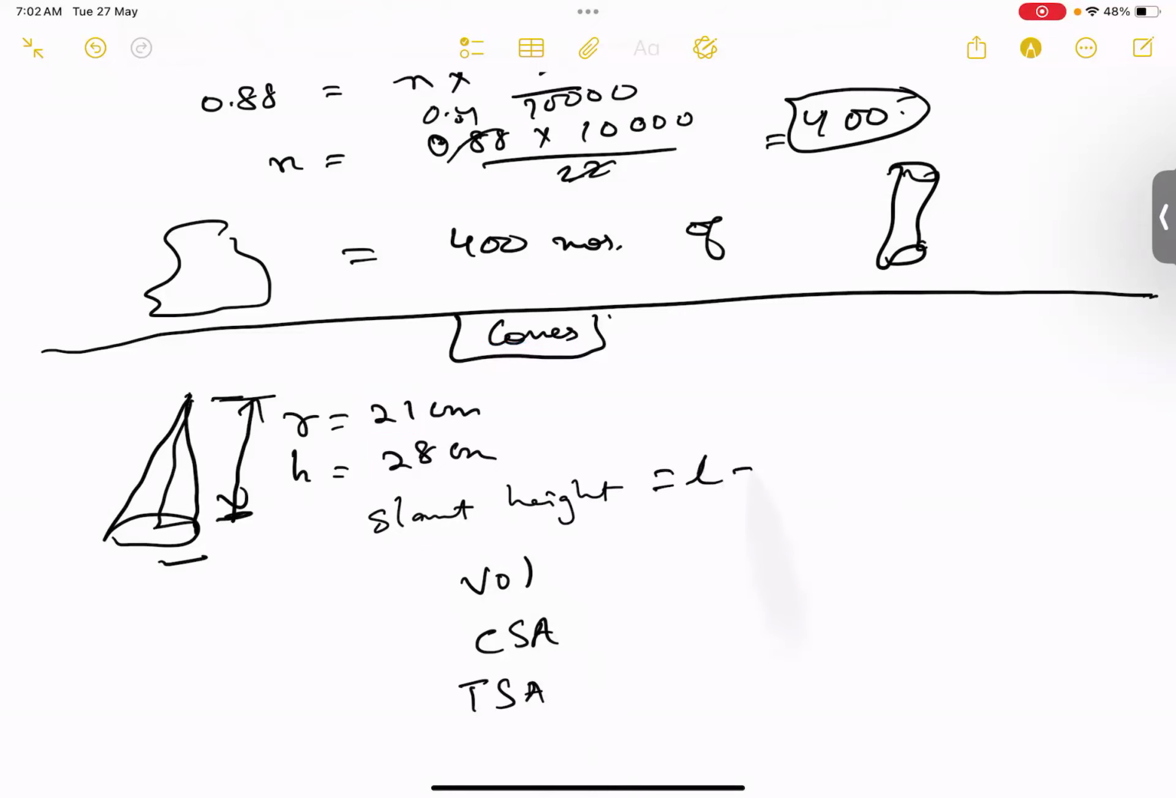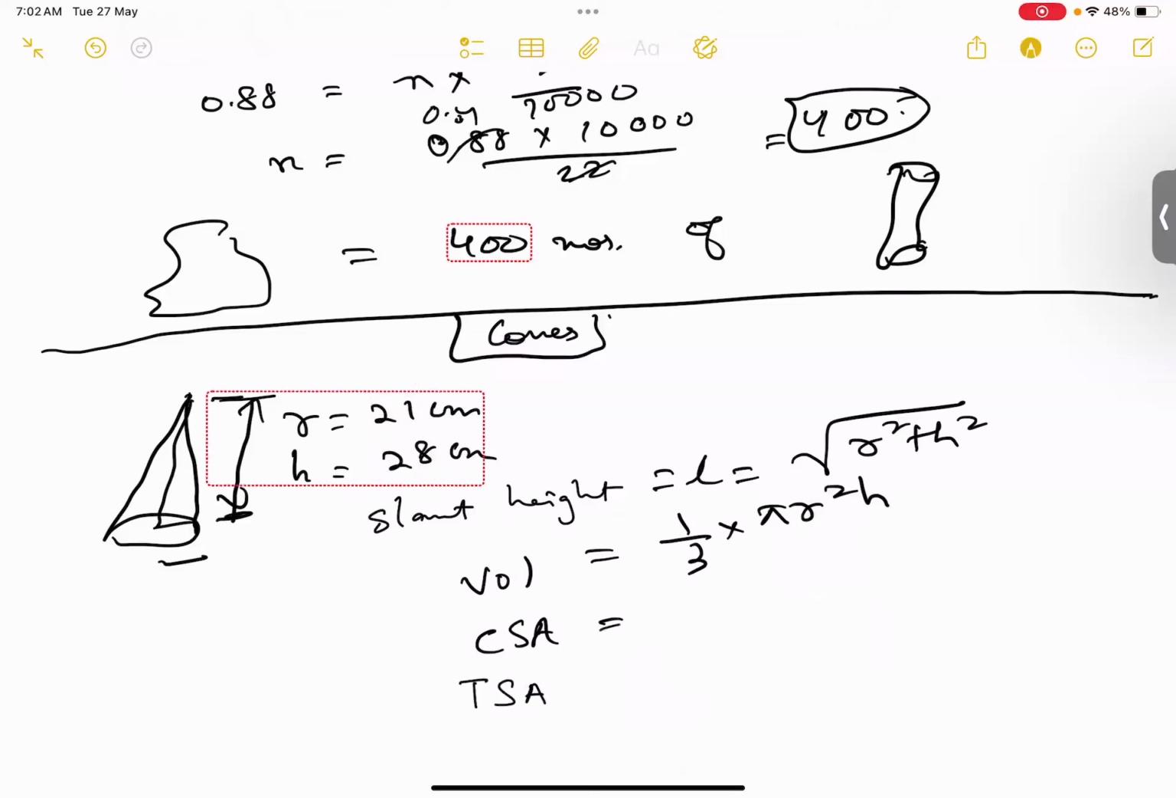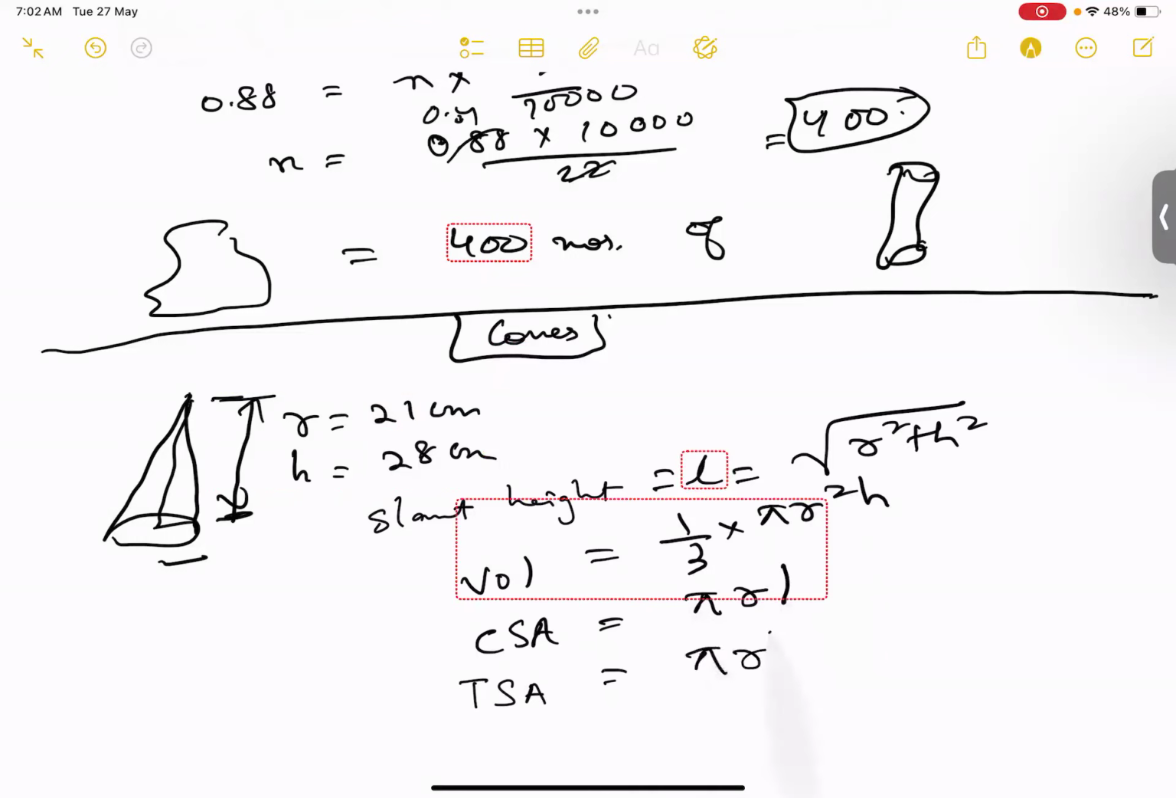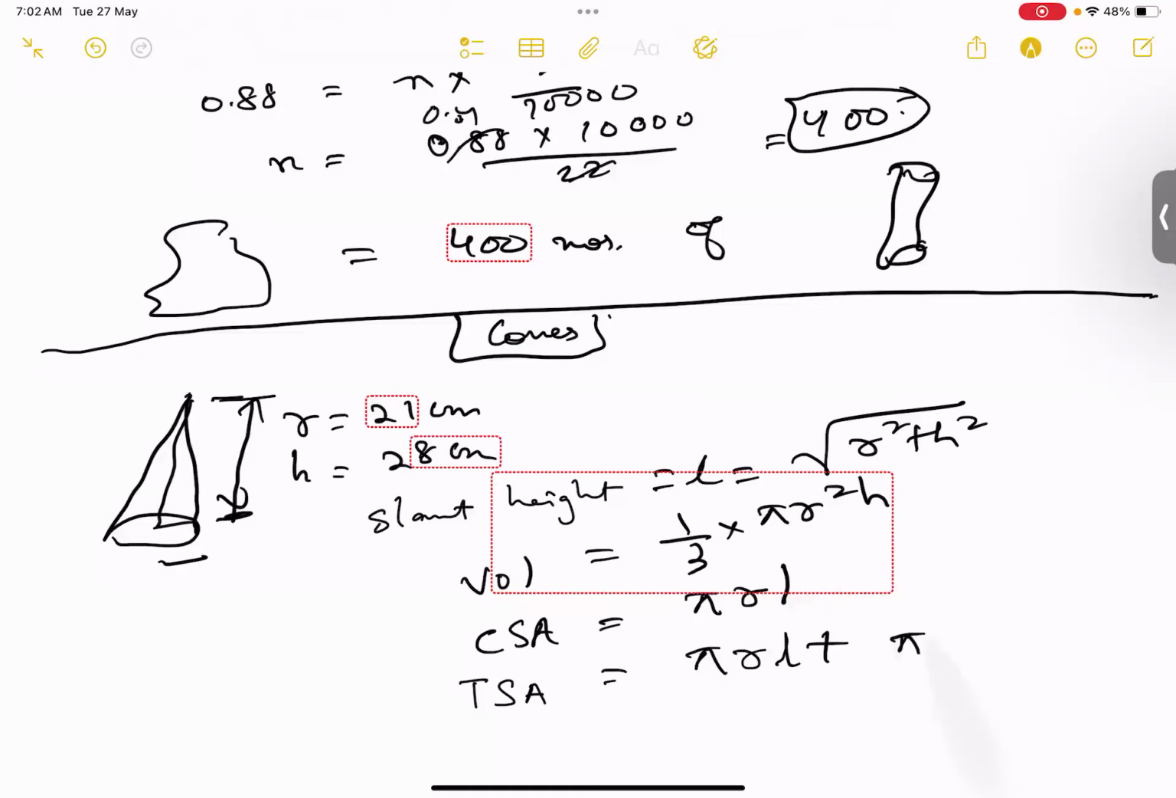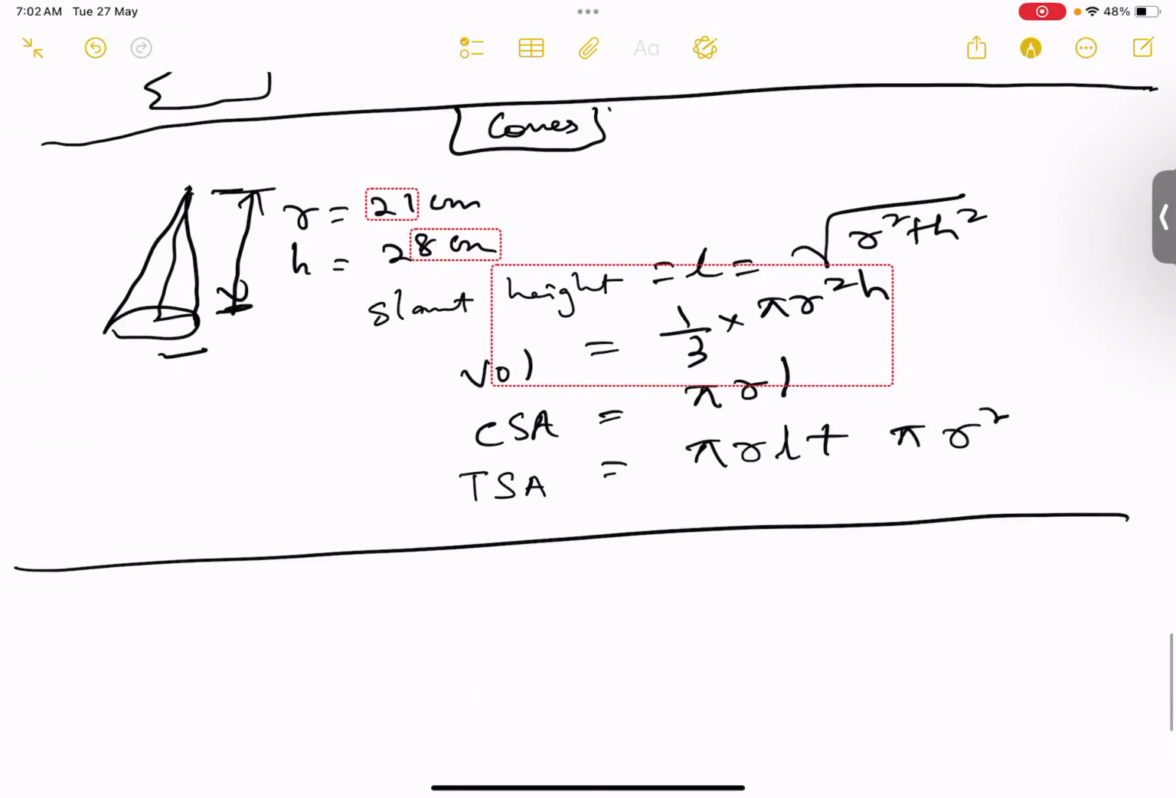So slant height L is equal to root over r square plus h square. Volume is nothing but, remember, 1/3 of the volume of a cylinder, that is, 1/3 pi r square h. Curved surface area is pi r L, and total surface area is pi r L plus, that's the curved surface area, plus the area of a circular base. So kindly solve this question. It's a direct question. And let me know the answer also.